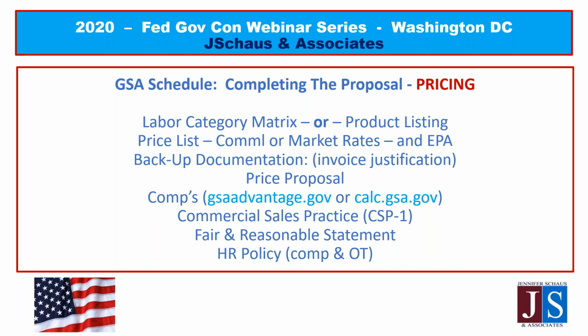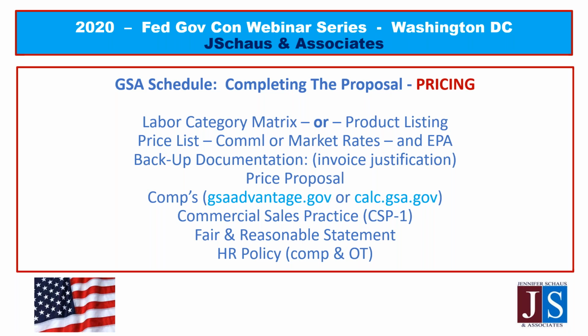The most important form in this proposal, I'll say, is the Commercial Sales Practices form, otherwise known as the CSP-1. And in the CSP, you're going to disclose who is your MFC, your most favored customer, what are the discounts they get, how often do they get them, why did they get them, et cetera, et cetera. We'll talk about that in more detail, I think, on the next slide. You've also got to have a fair and reasonable statement on why your pricing is fair and reasonable, and that should map back to the comps that you pulled up.